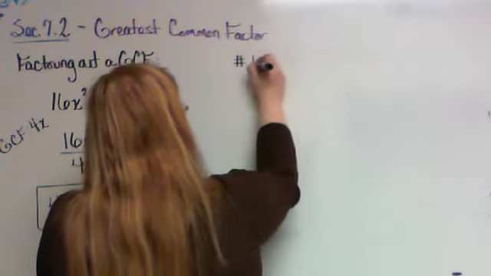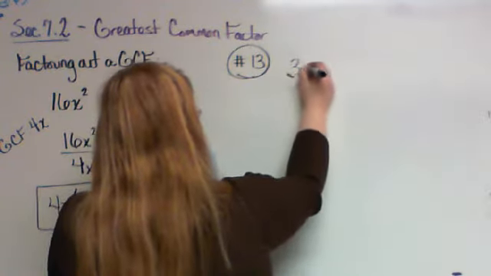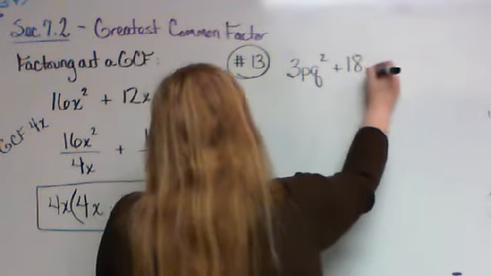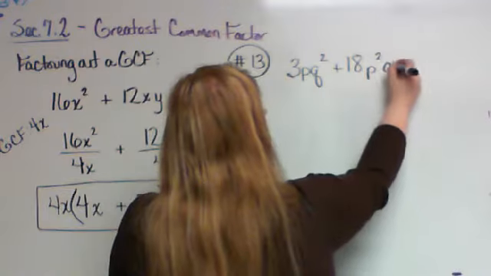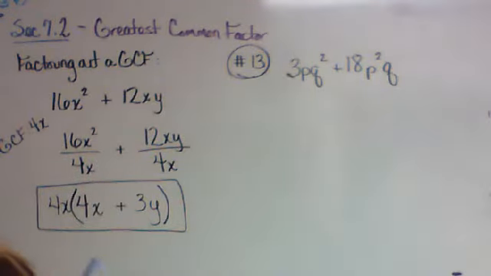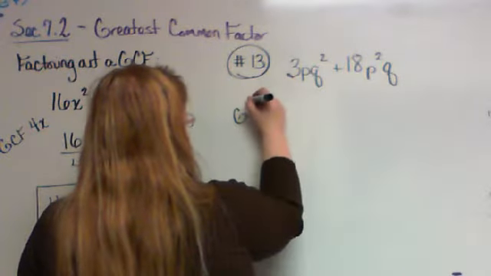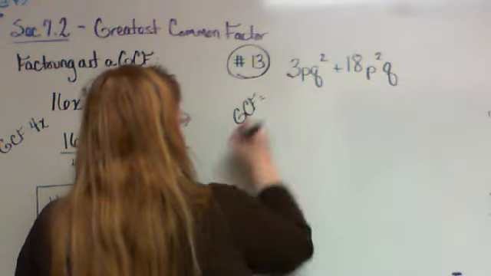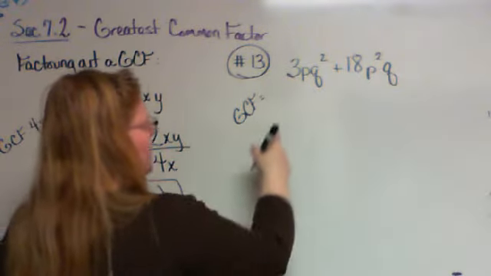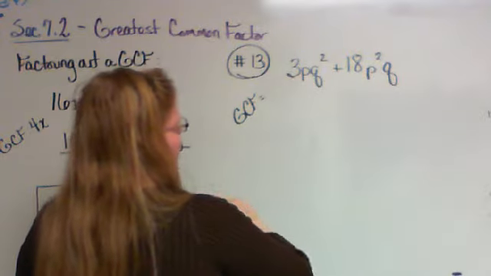Number 13 out of the book says 3pq squared plus 18p squared cubed. They want me to factor out the greatest common factor. So the first thing I'm going to do is write down that my GCF is equal to what? What's the number that goes into both of those evenly? Well, it's 3.